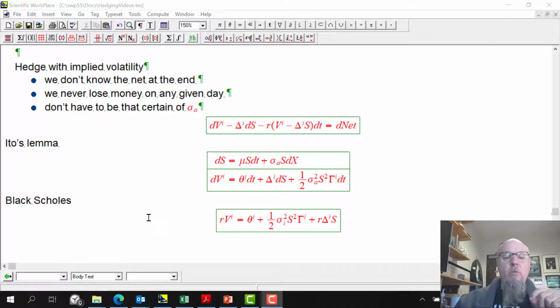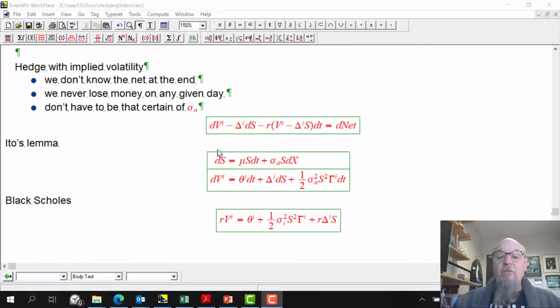But the good part about hedging with implied volatility is we don't lose money on any given day or time step. Another advantage is that we're not using the actual volatility in a calculation, so we don't have to be that certain of the actual value. Remember, we pretend we have a way to calculate actual volatility, but it's a fuzzy number. It's not a real, set, fixed volatility number for the stock.